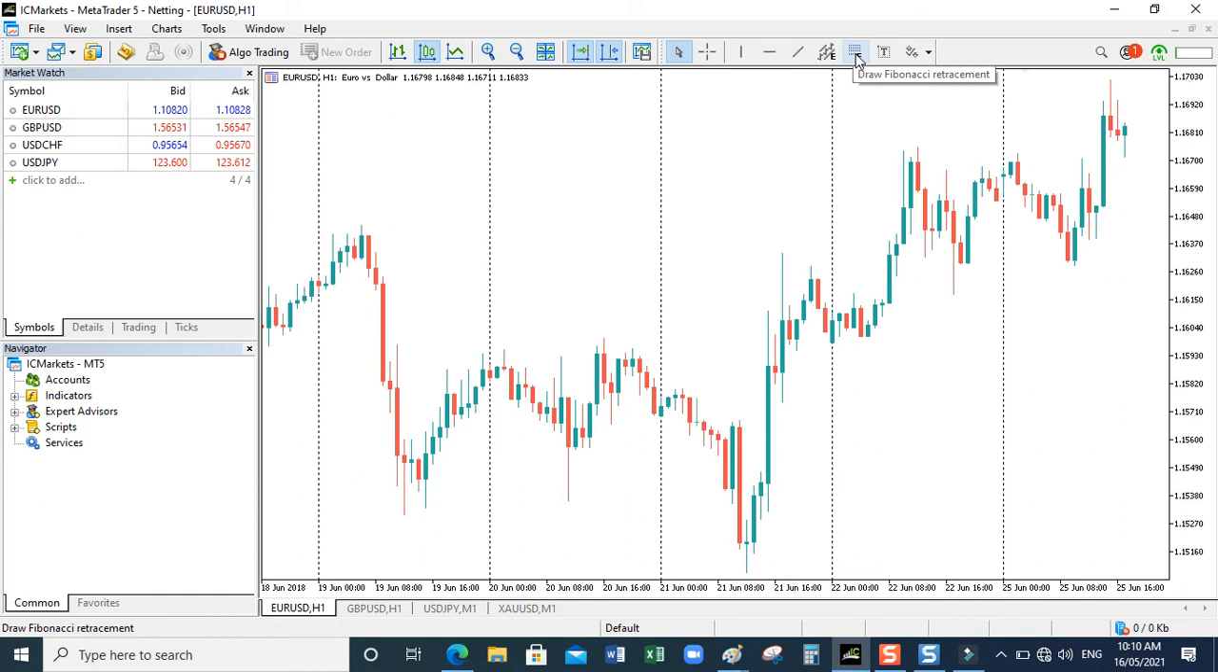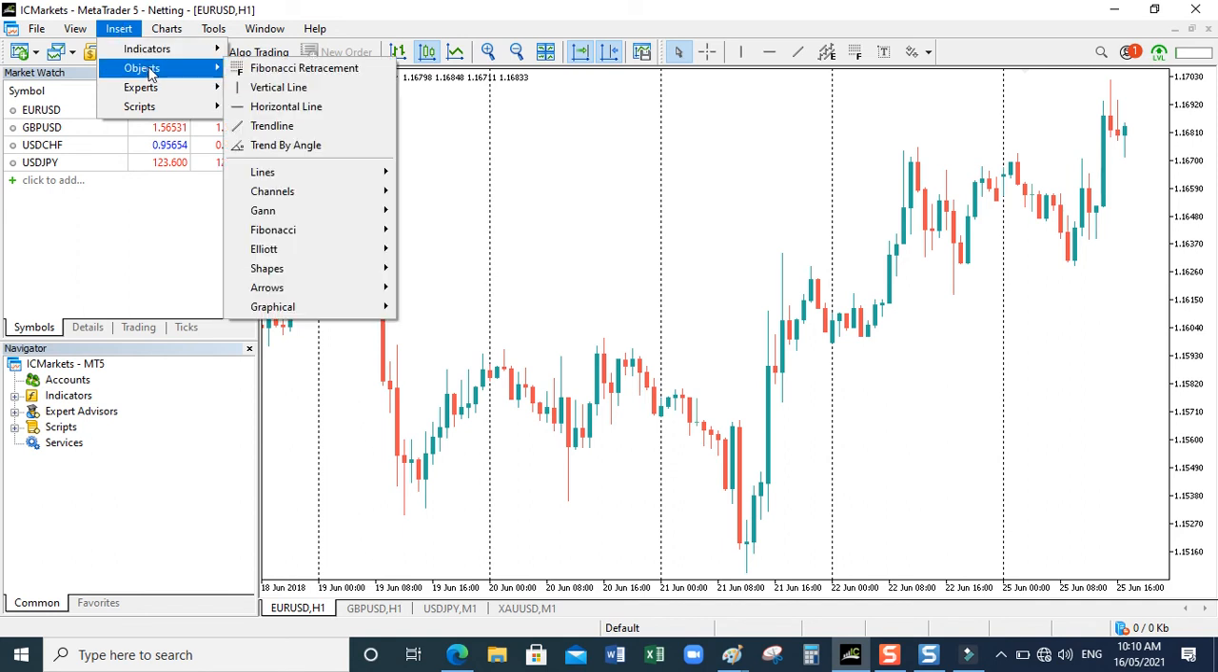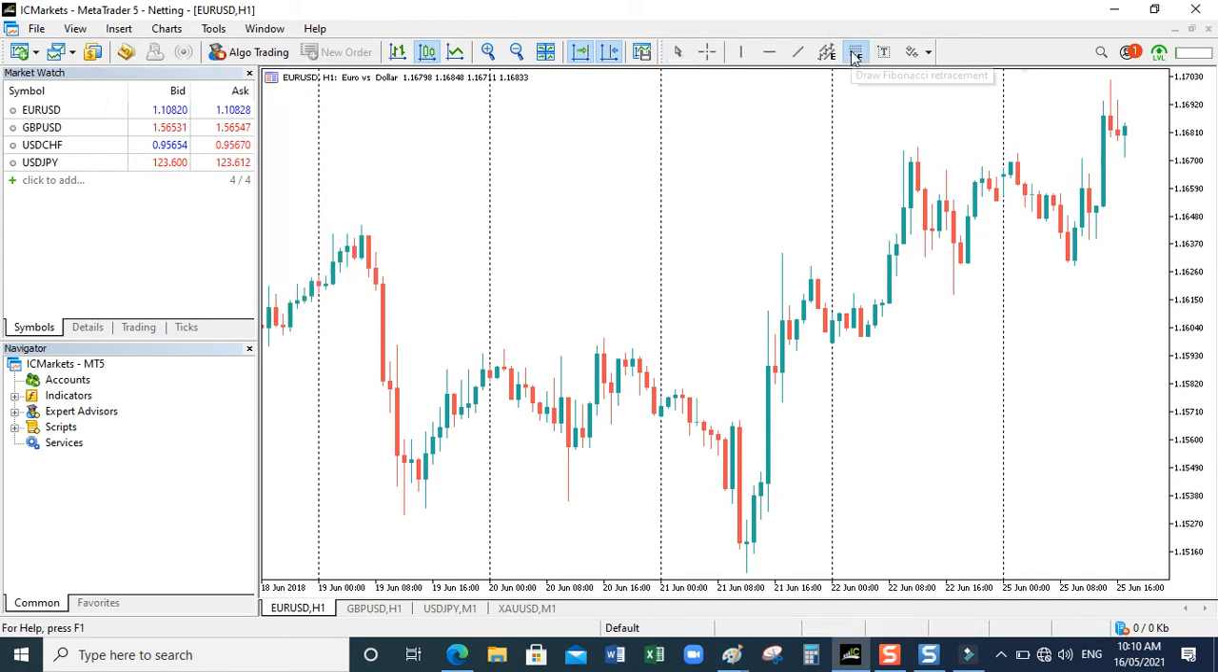You see this place, Draw Fibonacci retracement. If you cannot get it there, come here. You see it as Objects, Fibonacci. Just put it. So it's here. This is a shortcut to it.